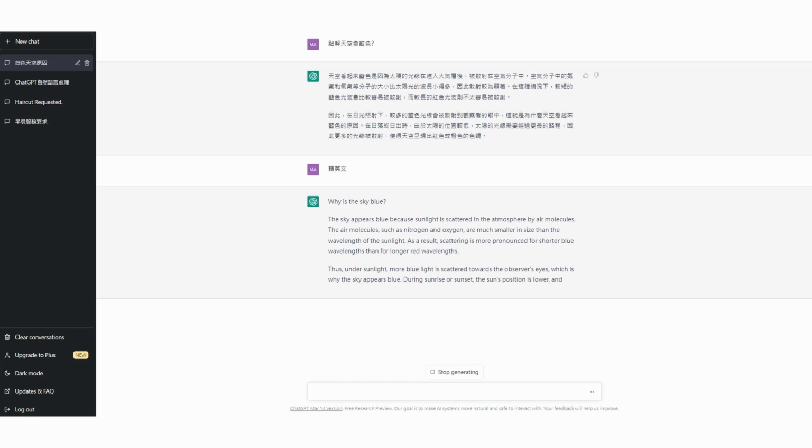During sunrise or sunset, the sun's position is lower, and its light needs to travel through a longer path, resulting in more scattering of light, giving the sky a reddish or orange hue.